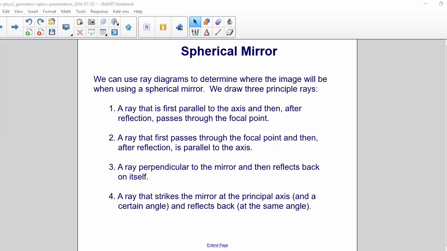And the last one, a ray that strikes the mirror at the principal axis at a certain angle and then reflects back at that same angle. Really, in order to draw a ray diagram and see where the image will be formed, we only need 2 of these, and usually we pick the first 2.